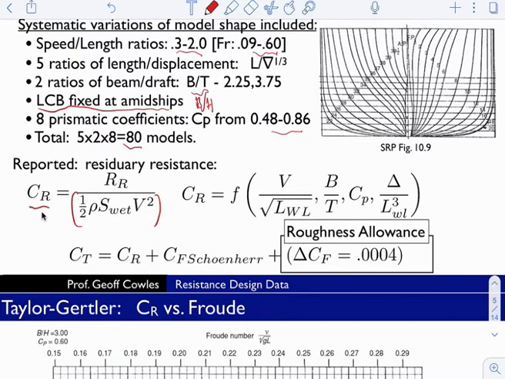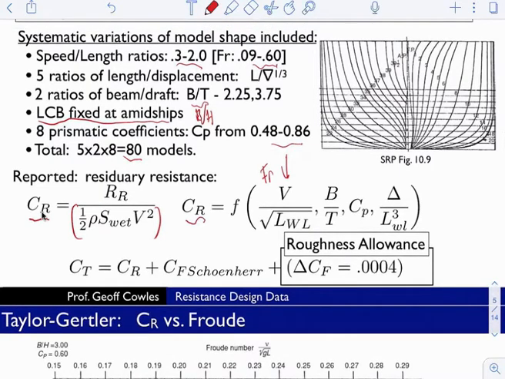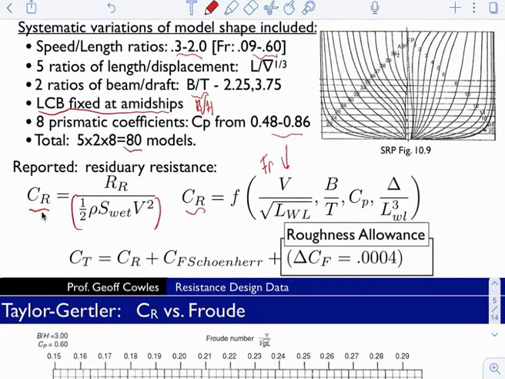And it really allows us to study this influence of different things: speed to length ratio, or you can think of it as Froude number, beam to draft ratio, prismatic coefficient, and displacement length ratio, which essentially is an inverse of length displacement ratio, and to see what happens to the residuary resistance when you vary these different parameters, these fundamental coefficients of form.